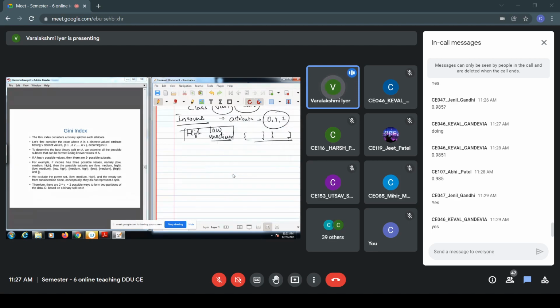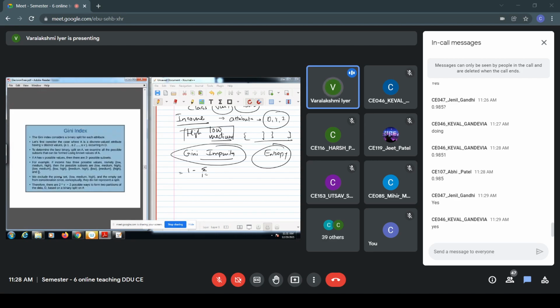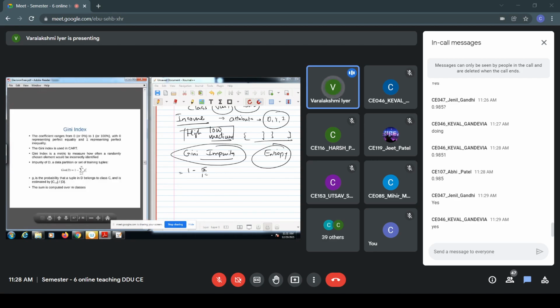And what is the formula for Gini index? First, we'll calculate the Gini impurity of the entire system, like we calculated the entropy of the entire system. It is 1 minus summation of i equals 1 to m of pi square, that is the probability of the yes class and the probability of the no class.